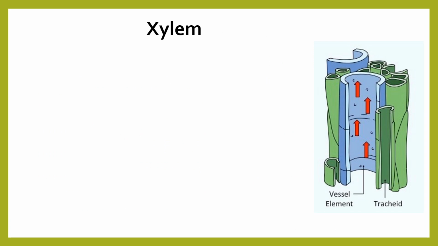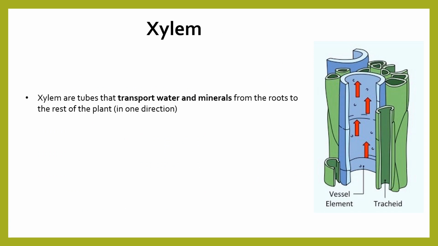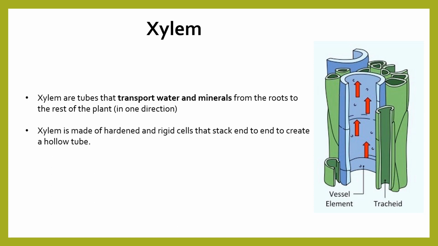Let's have a little bit of a deeper look at xylem. Xylem, as we know, are tubes that transport water and minerals from the roots to the rest of the plant in one direction. Xylem is made up of hardened, rigid cells that stack end to end to create a hollow tube, so you can see them stacking together. These cells are dead. They're very hard. They're just providing the structure for this tissue.